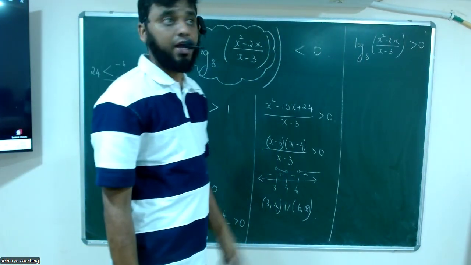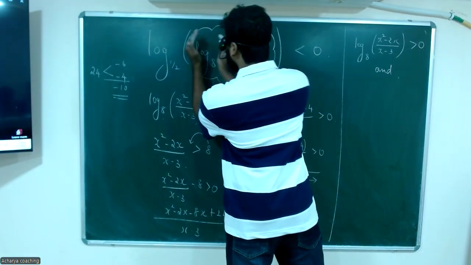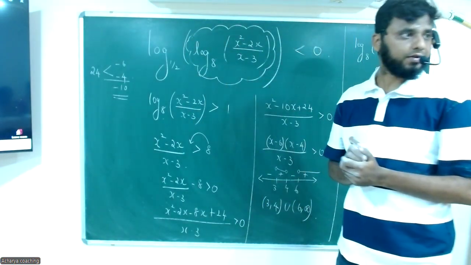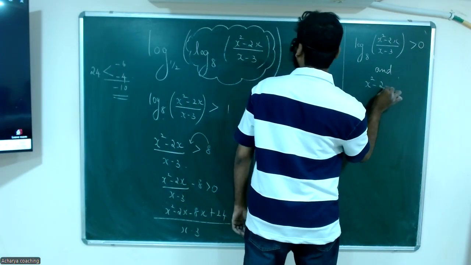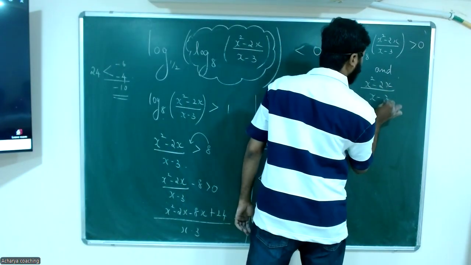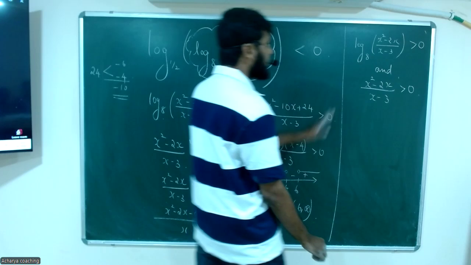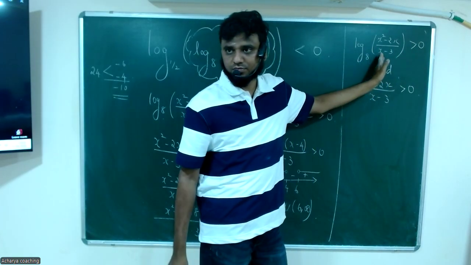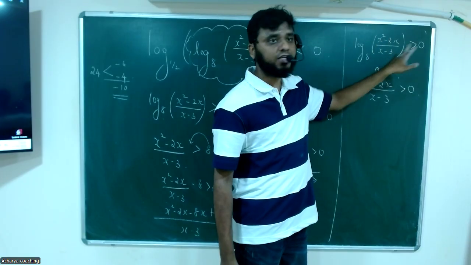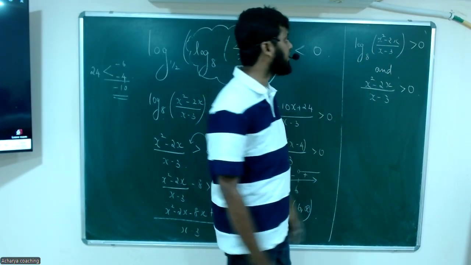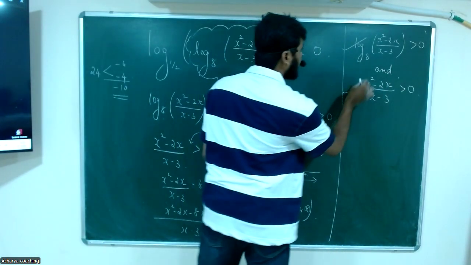Clear? And one more thing. Here, this value, this is also inside one log. Clear? This should be positive. So which means and x square minus 2x by x minus 3 greater than 0. Okay. I think this you know how to solve now. 8 power 0, 1 greater than x square minus 2x by x minus 3. Then this one you have to bring here. So this solution, and this. Final answer you have to take.